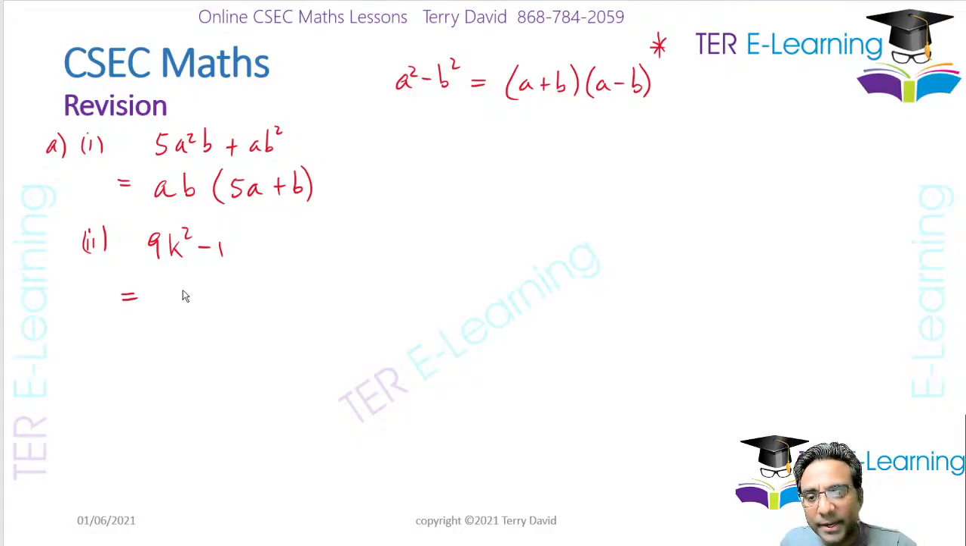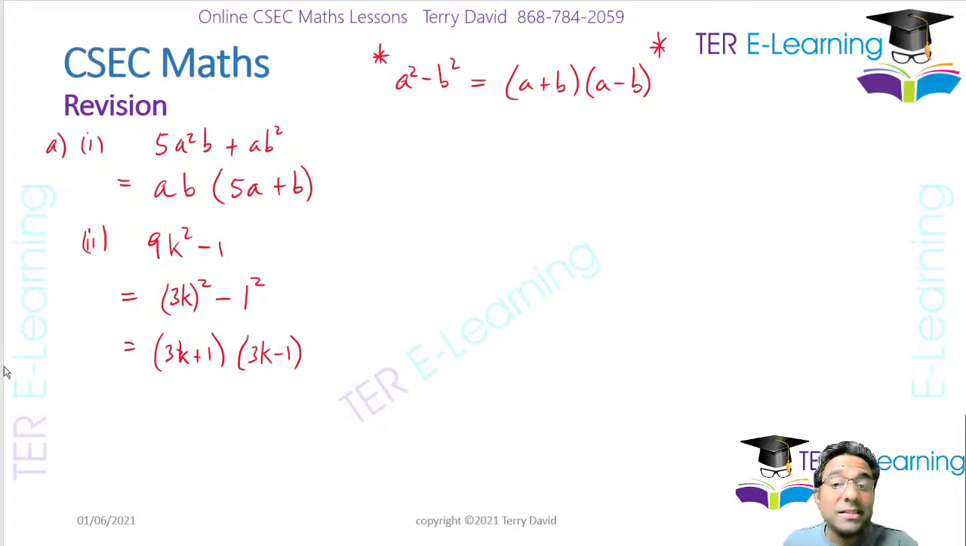So 9k squared can be written as 3k all squared. I can write 9k squared as that, right? Minus 1 squared, because 1 is a square number. It can be written as 1 squared. So if you look at what we have here, it resembles this. So therefore, this has to be 3k plus 1 in one bracket and 3k minus 1 in the second bracket. So that's my answer for the second part, right? That's the difference of two squares.